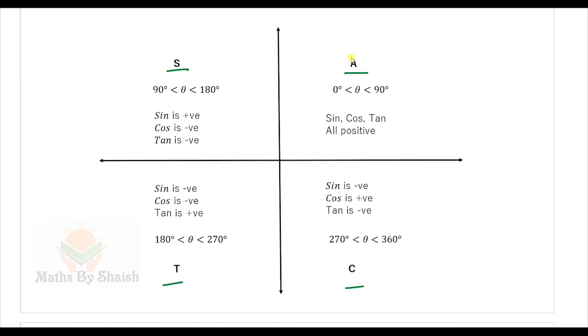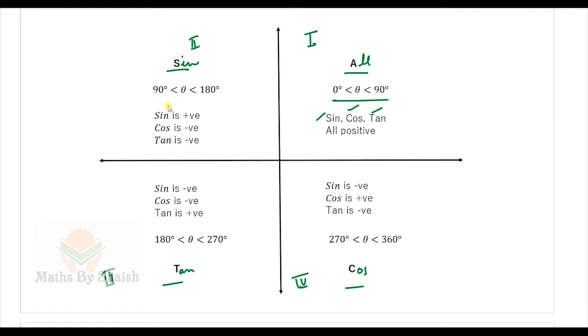A is in the first quadrant, S is in the second quadrant, T is in the third quadrant, and C is in the fourth quadrant. So A for all, S for sine, T for tan, and C for cos. In the first quadrant, that is the angle between 0 and 90, all the trigonometric ratios are going to be positive.